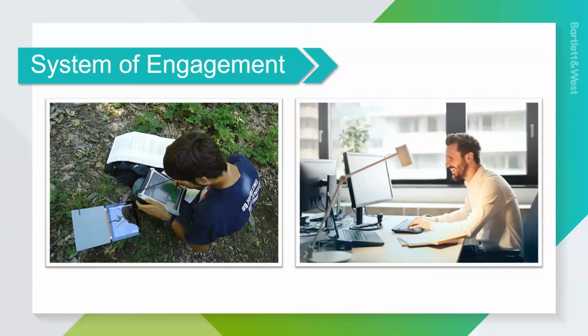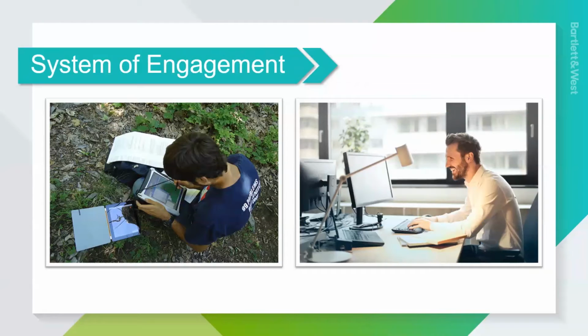That's where we get into a system of engagement. These are the two main classes of folks that we have touching our system of record. We have a person in the field and a person that is way too happy to be at work this morning in the office, typing in the air conditioning on a keyboard.